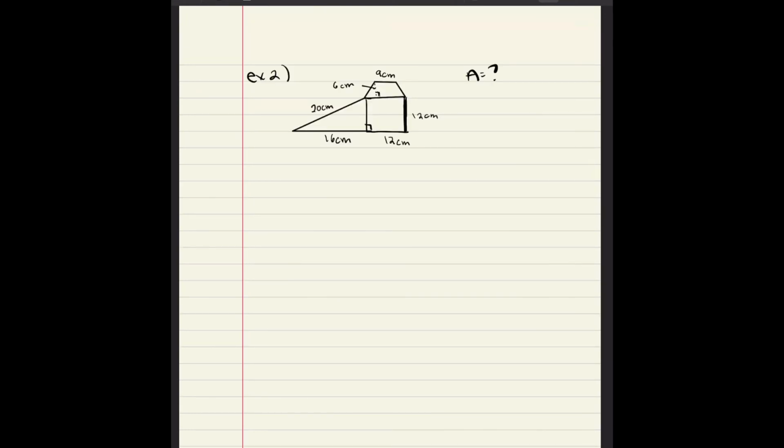All right, here's example 2. So I need to find the area of this composite figure. So I need to start by identifying these shapes. So I have one trapezoid, one square, and one triangle.